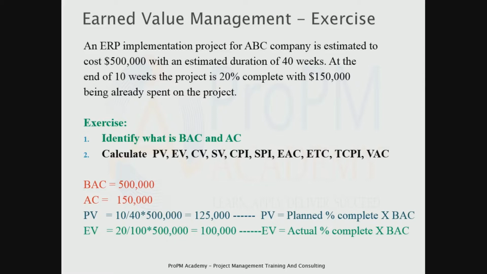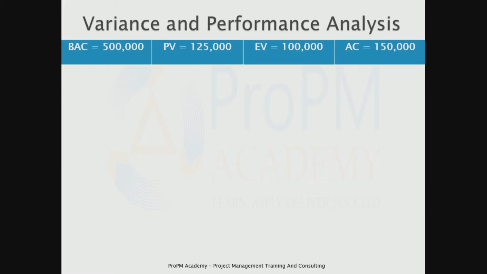Now with these four basic key performance measurement values, we can derive the rest of the values as per point number 2 above, that is all the other values. It is just applying those formulas and getting the actual values. Let's move on. I have copied the previous values, which are the BAC, PV, EV and the AC here, just for reference purposes.